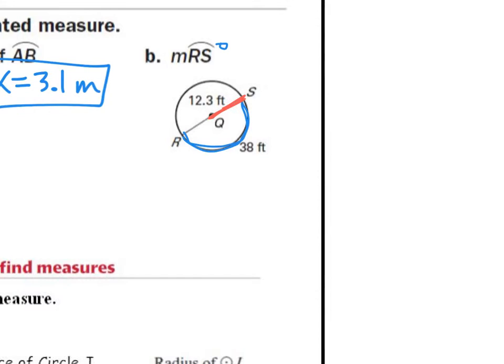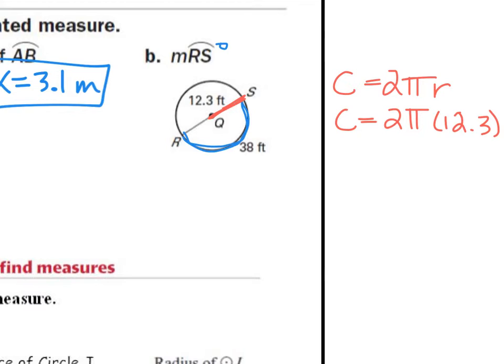So we will start by finding the circumference. Circumference is 2 pi r. We are going to leave our answer in terms of pi. So 2 times pi times 12.3. Just multiply the numbers. 2 and 12.3, what's my circumference in terms of pi? 24.6 pi. Now set up your proportion.